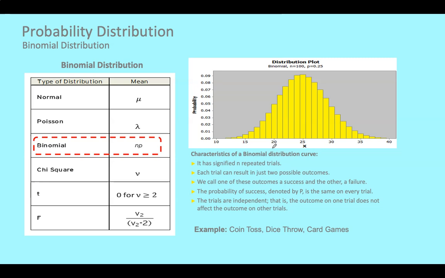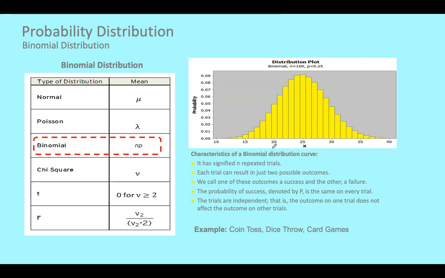If we win the toss today, that does not mean that we will win the toss tomorrow. The same process applies to tossing a coin. Suppose you toss a coin 10 times. That does not mean that every time you will get a head or a tail. So in a binomial distribution, the probability of a success, denoted by P, is the same on every trial, and these trials are independent. That is, the outcome of one trial does not affect the outcome of another trial.